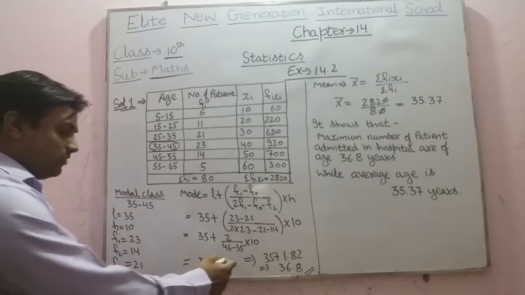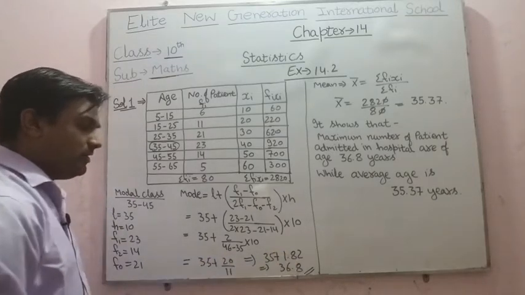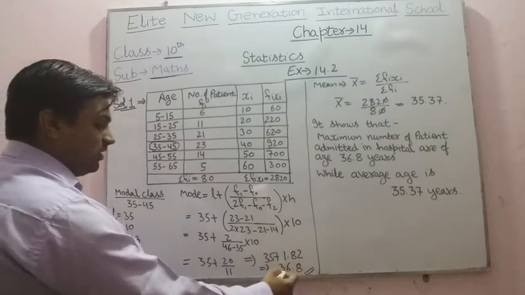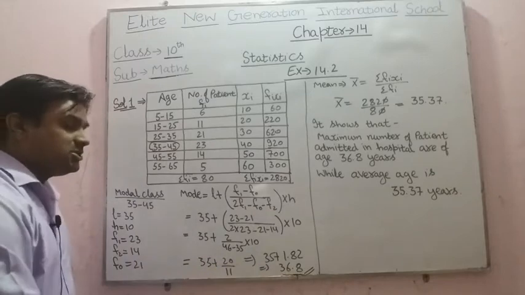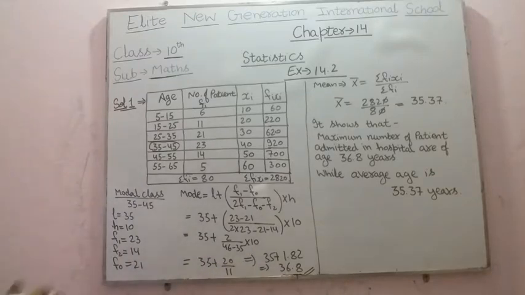So here 20 divided by 11 will be 1.82, plus 35, so it will be 36.5. So here the mode is 36.8 approximately. So 36.8 is the mode. Now after this we have to find the mean also.